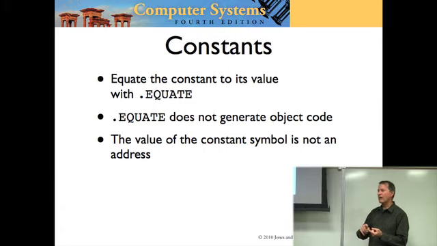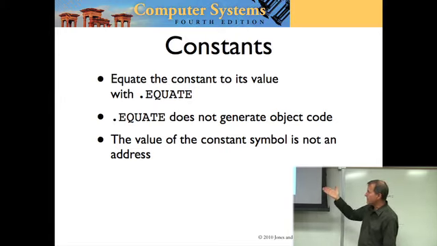But what about .EQUATE 5? No. It would not generate anything. It wouldn't work if we didn't have a symbol, would it? So .EQUATE does not generate object code, and furthermore, the value of the constant symbol is not an address.